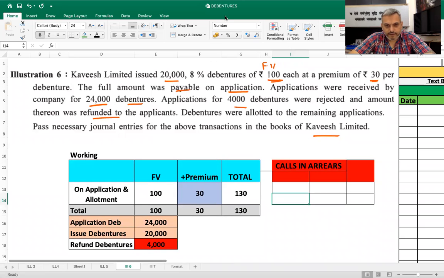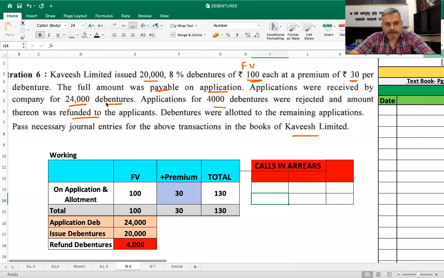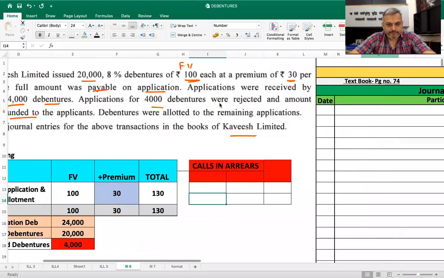Now this sum is a very simple sum. Okay, 20,000 debentures, 100 rupees face value, 30 is the premium, full amount paid on application. Because amount is paid on application, we will use application and allotment account. 24,000 debentures applied, and out of that 4,000 were rejected and refunded. So it's a very simple sum.